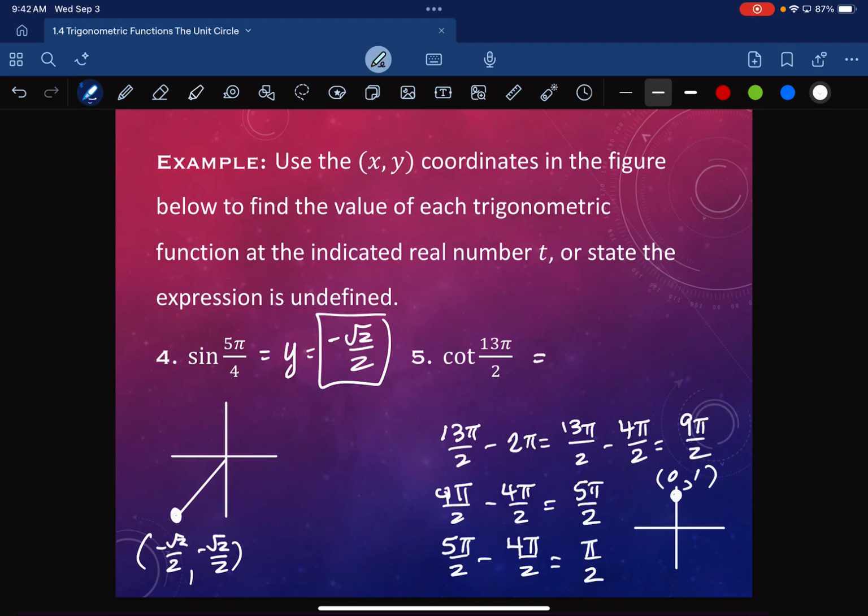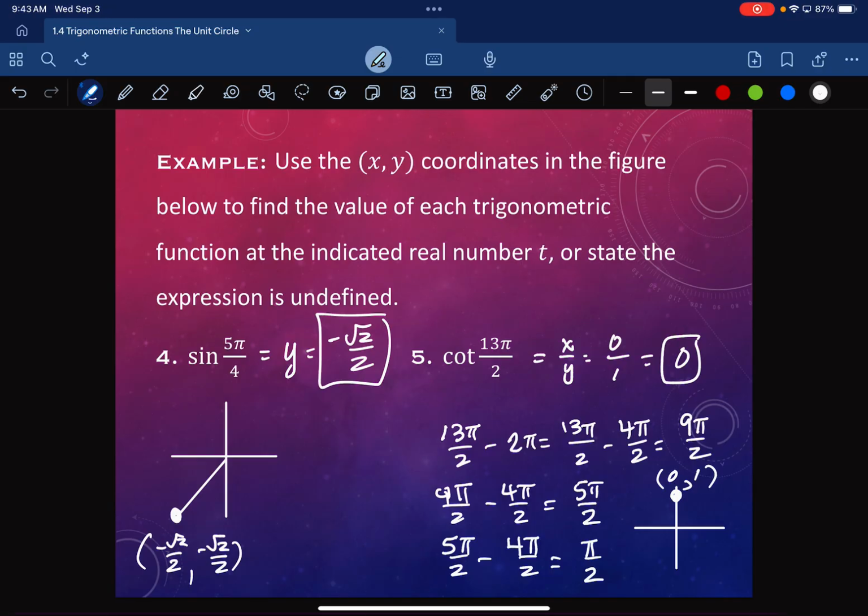Cotangent. Well, cotangent is x over y. So what's the x value here? 0. And the y value? 1. This is not undefined. Okay, 0 in the denominator is undefined. But if you take 0 and you divide it by anything else, what is 0 divided by anything else? 0. That is 0. Okay, people flip those in their mind sometimes, so keep that in mind. 0 over 1 would be 0.